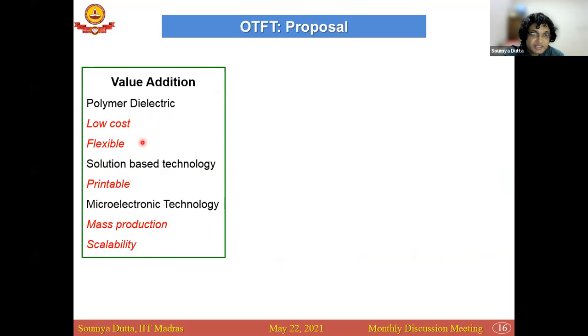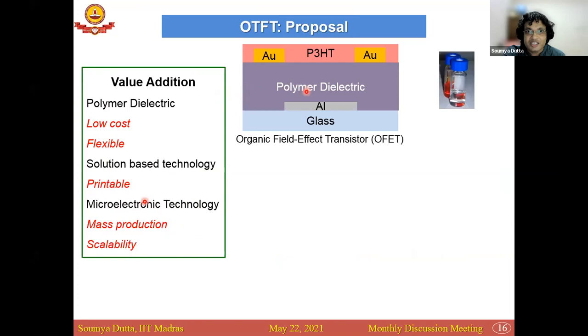So anyway, we started with the idea that we'll make this kind of structure: polymer, and then the semiconductor, and electrodes, all these things. This is the semiconductor and insulator. The transparent part is the insulator, and this orange color is the semiconductor. So these are all in solution form.